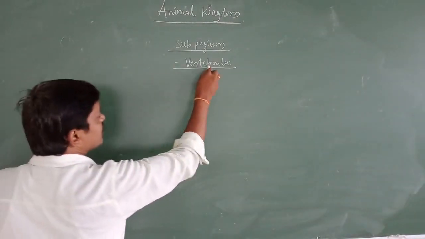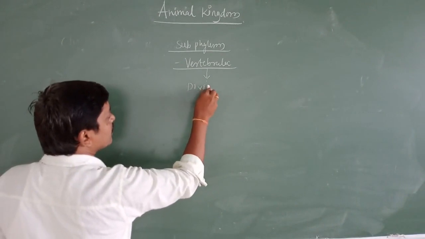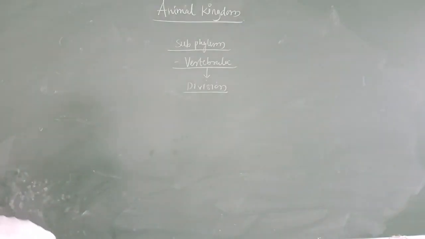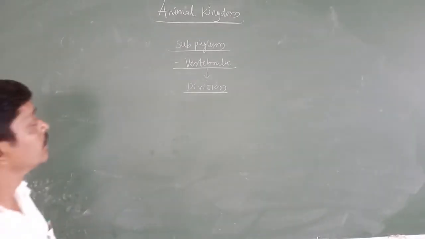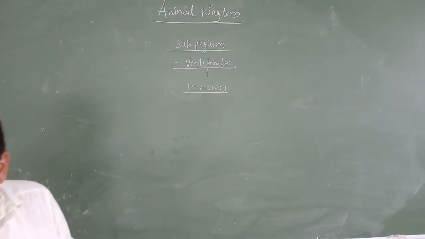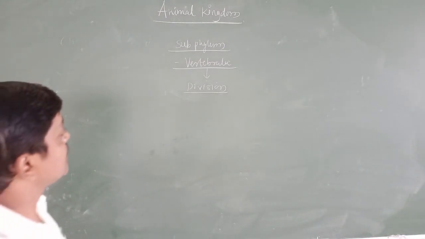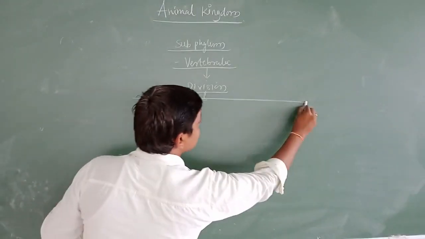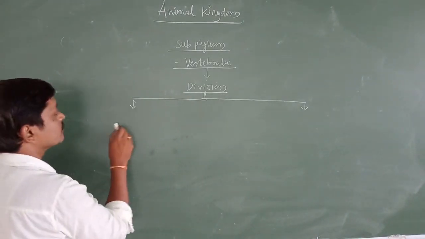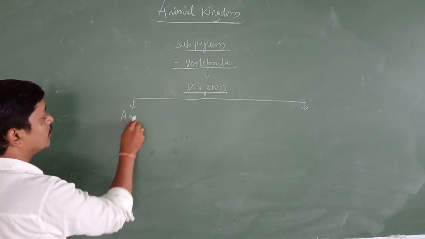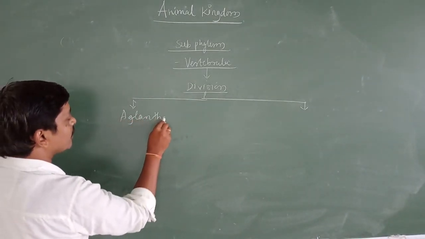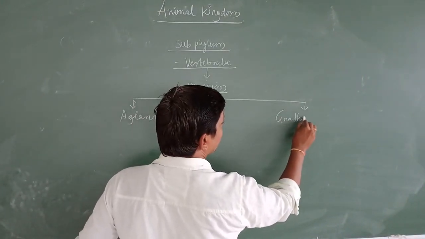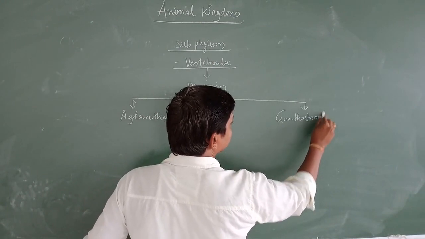Here, first, this Vertebrata has 2 divisions. What are those? One is Agnatha, and the second one is Gnathostomata.